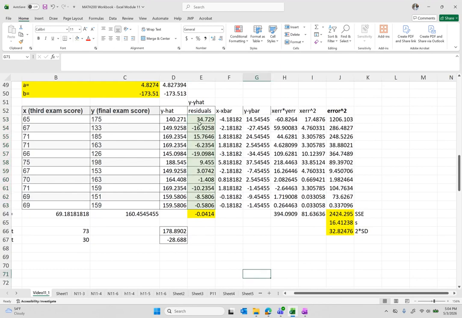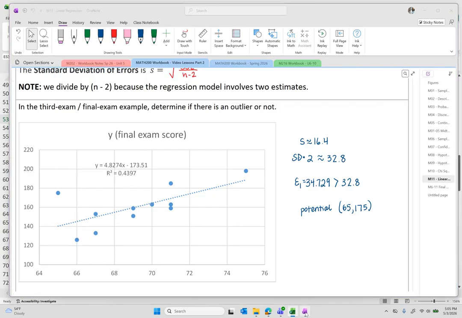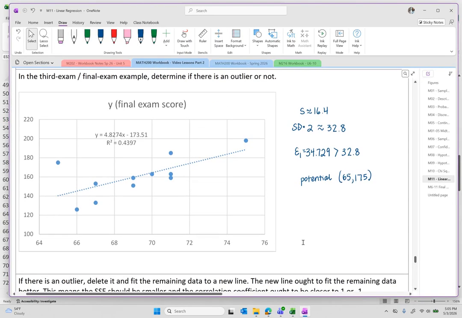And of all of these residuals, this top one is the one that has a distance greater than 32.8. So there is one potential outlier, and that is the point that has x equal to 65 and a final exam score equal to 175. So this is our potential outlier right here, because the residual was greater than the two standard deviations.